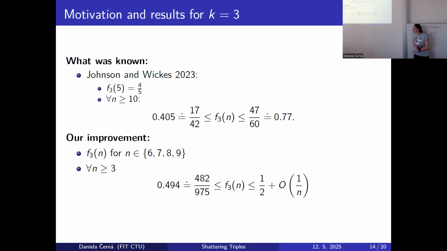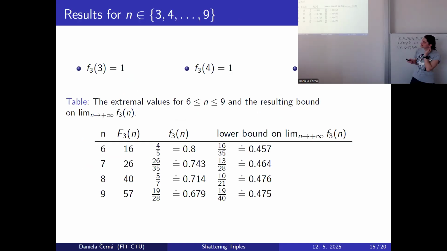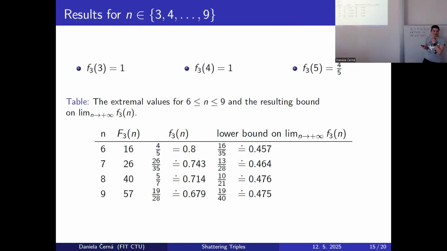And now we can look at the lower bound and the results for small orders, if there are no questions about the previous part. Great. So these are the results for small n. Forget the third column for now. I will return to it later. But as I said, f3 is trivially 1. Levenstein showed that it is 1 also for n being 4. And this result is from Johnson and Wickes. And we found these just using computer search up to n being 8.